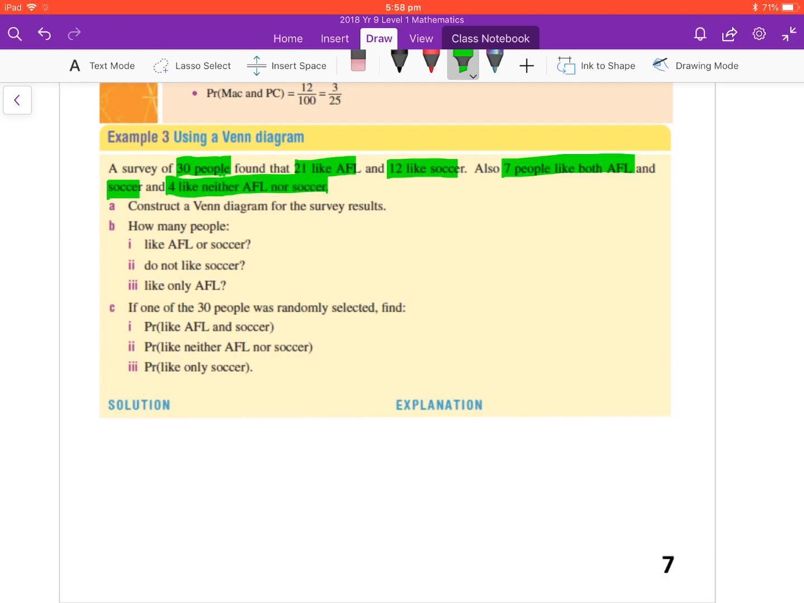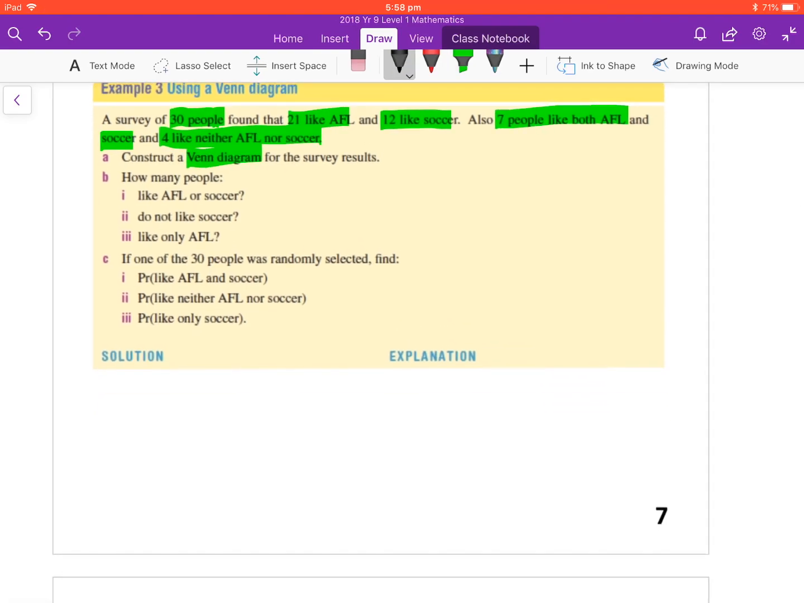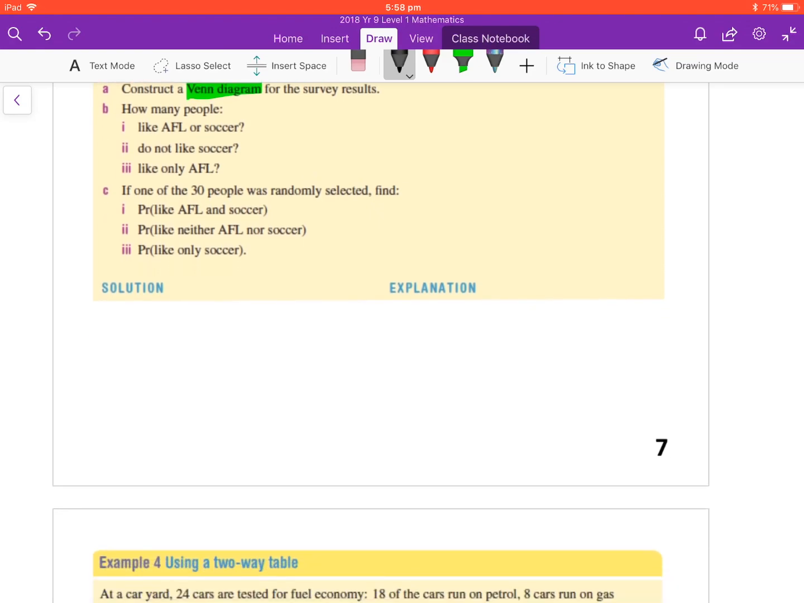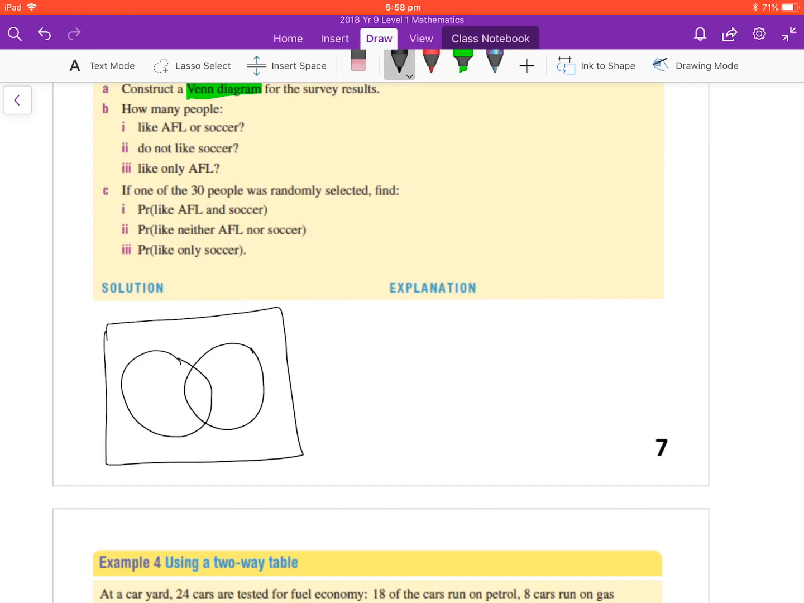soccer. Now they've asked us to create a Venn diagram. This is where normally we do actually have the template already made for you. So draw 2 circles that overlap each other the best you can. And we're talking about AFL, so I'm representing A for AFL and S for soccer. Great. The 2 you should always put in first is your intersection, so where the overlap is. How many people like both AFL and soccer? Well, there are 7 people that like AFL and soccer.